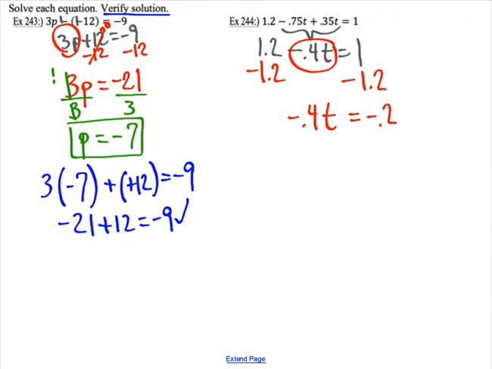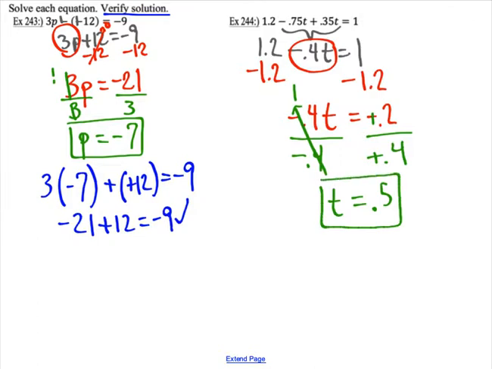We need to isolate the variable and get the coefficient to be 1. We need to divide here by negative 0.4. Divide both sides by negative 0.4. Now right here, that does give us the 1 we were looking for, 1t. Negative 0.2 divided by negative 0.4. Negative divided by negative is positive. So this is 0.2 divided by 0.4, which is 1/2, or 0.5. So we get our answer of t equals 0.5.